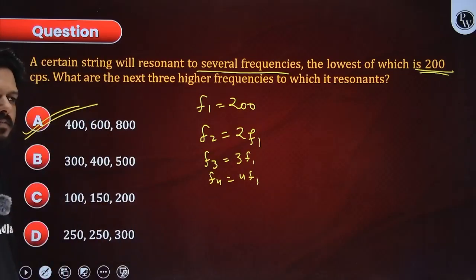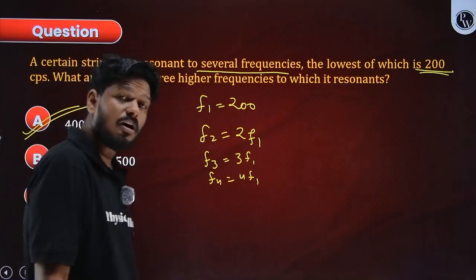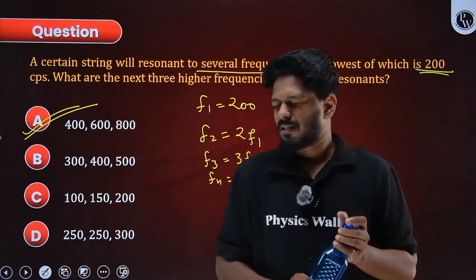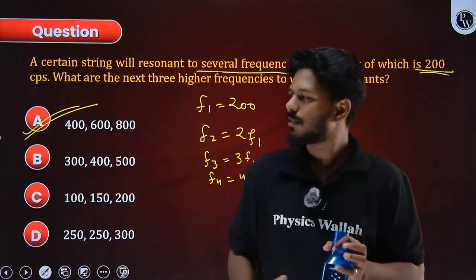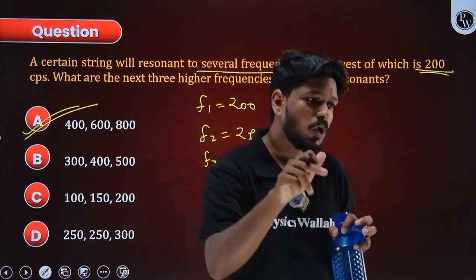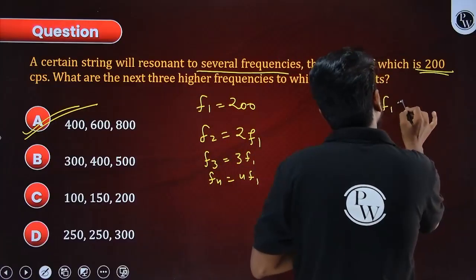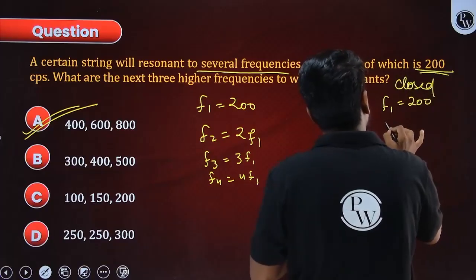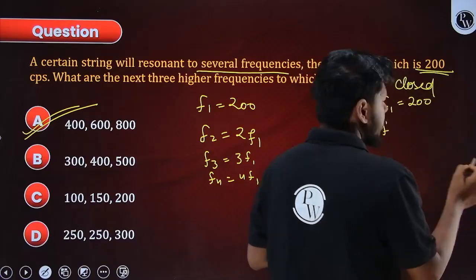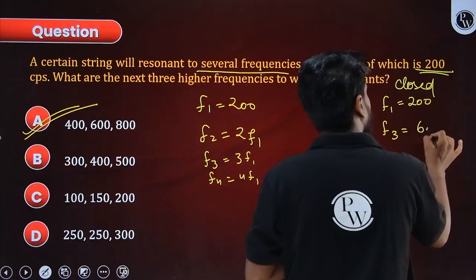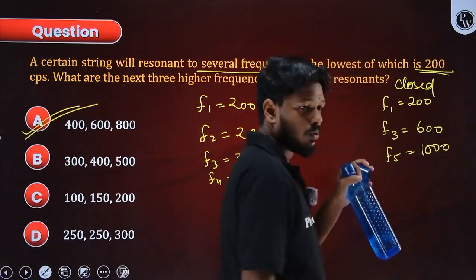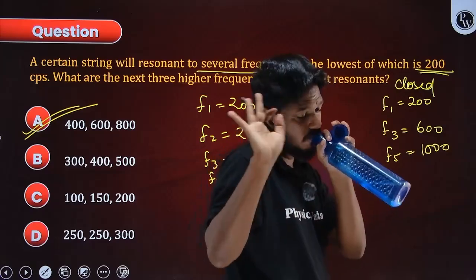Any difficulty? If they are talking about an open pipe, then the answer is the same. If they talk about a closed pipe, then F1 is equal to 200 for the closed pipe. Next, what will be the next one? F3, which is equal to 600. What will be the next one, sir? 1000. Okay. So for a closed pipe, remember F1, 3F1, 5F1.